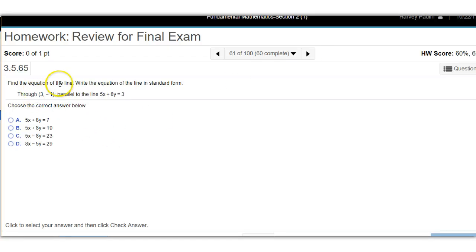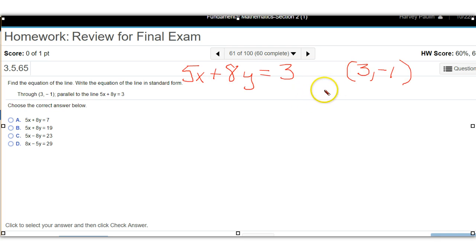Find the equation of a line. Write the equation of the line in standard form. So step 1 would be to find what is the slope of our original line. Again, we want it to be parallel to this. So we solve for y.